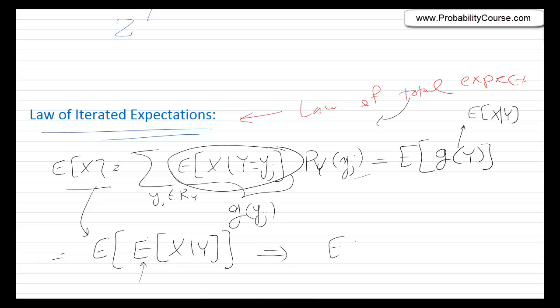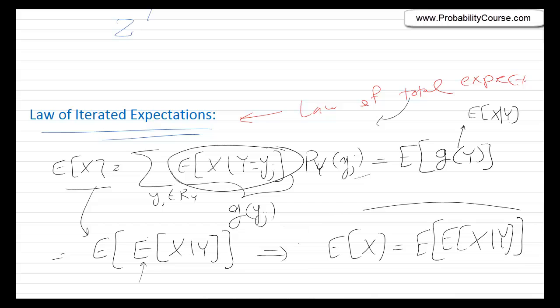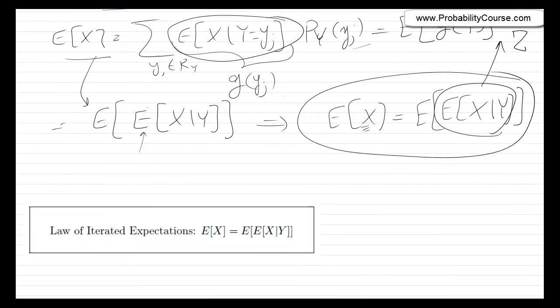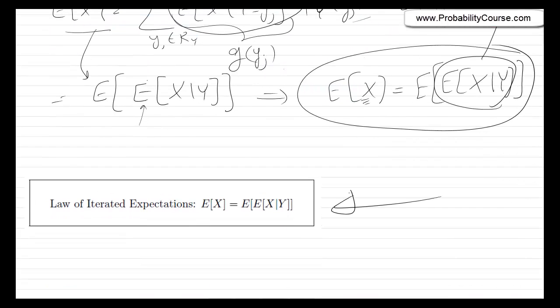So let me summarize it here. Expected value of x is equal to expected value of the expected value of x given y. Note that this thing in the middle is our random variable z. It's a conditional expected value, so it's a random variable, and I can take another expected value. To summarize, the law of iterated expectations can be stated like this, and it's just another way of writing the law of total expected value, or law of total expectation.